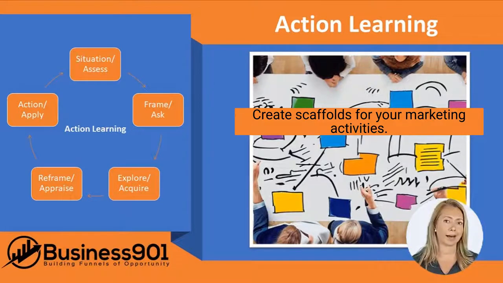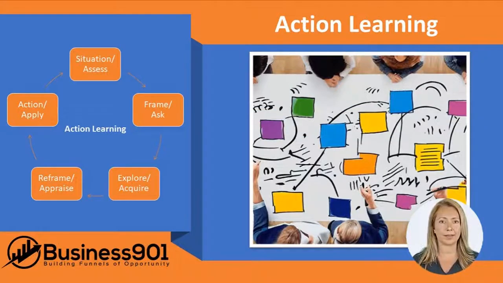In the case of marketing, you can use this list to create scaffolds for your marketing activities. For example, if you're developing an event marketing campaign, you might want to include a list of required actions such as: create a call to action statement, develop collateral, create visuals, develop relevant content, create social media content.